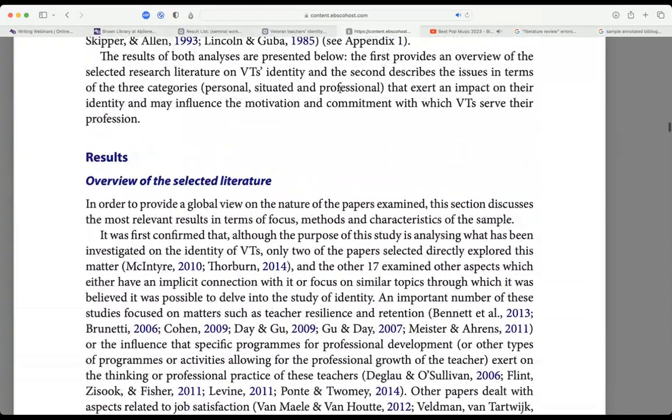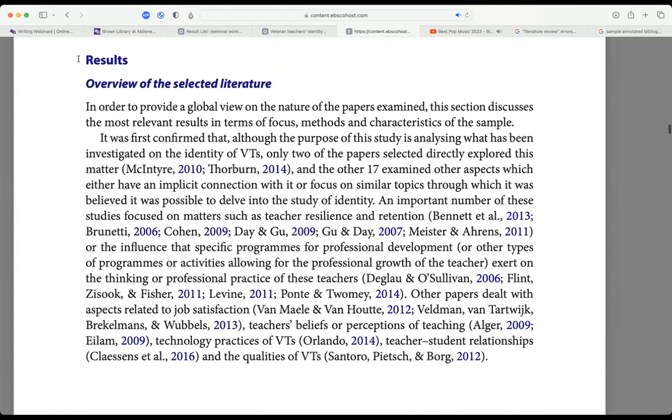And then if we're to go down into the results, this is the section that is analogous to the body of the literature review in a dissertation chapter 2. And you'll see that here they're taking a simple way of introducing. So they say, oh, here's why we're doing it.